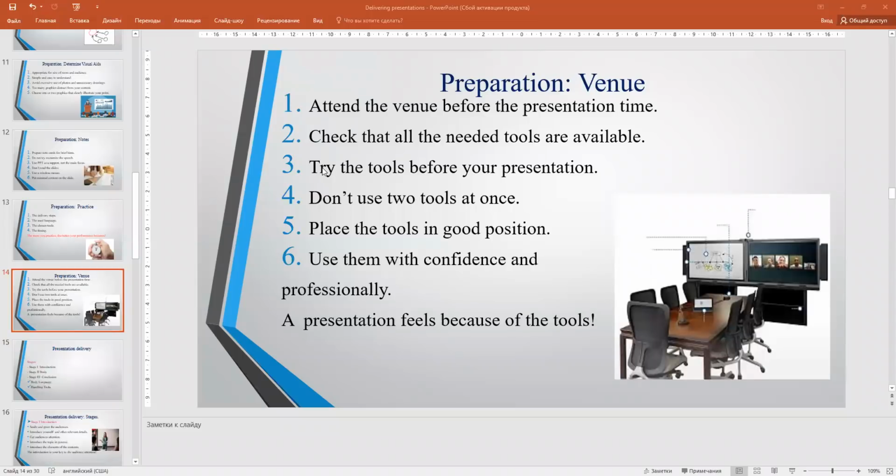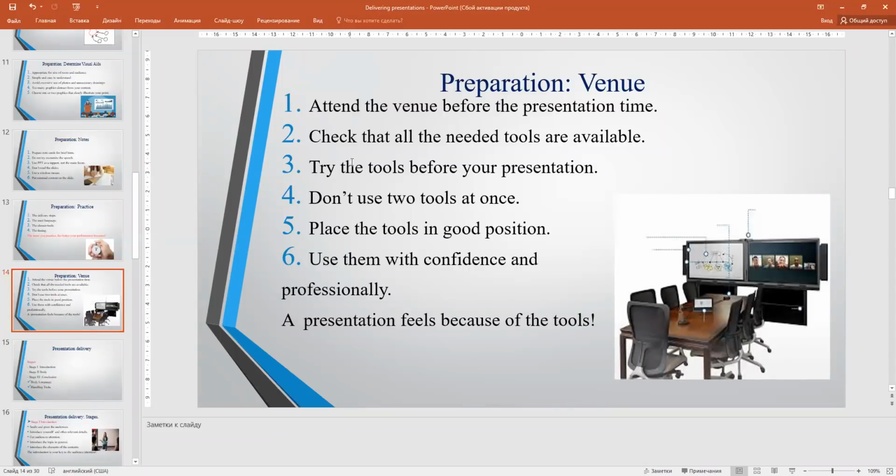You have to attend, recognize, and familiarize yourself with the conditions of your venue. Check that all the needed tools are available. During your presentation, if you can't find something essential from this venue, you may feel uncomfortable and you may make your audience disappointed. And try the tools before your presentation.